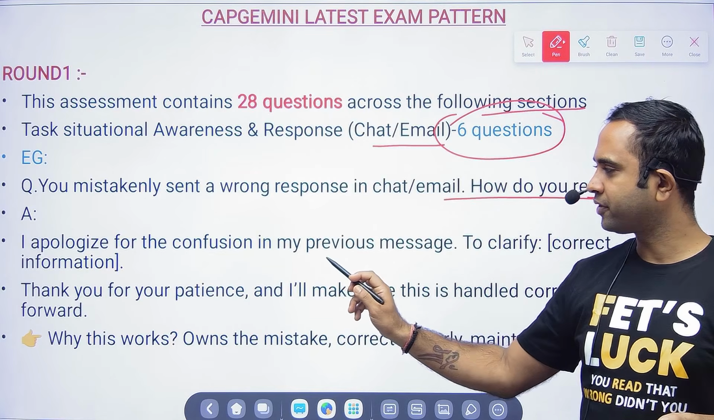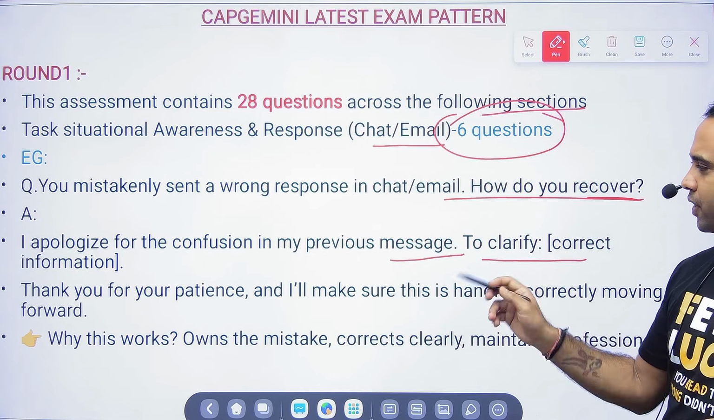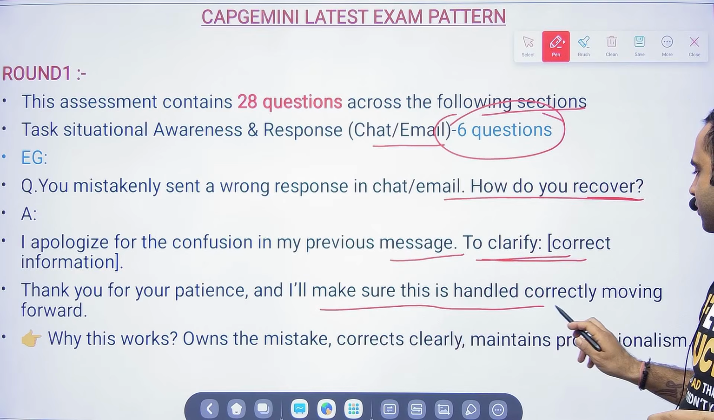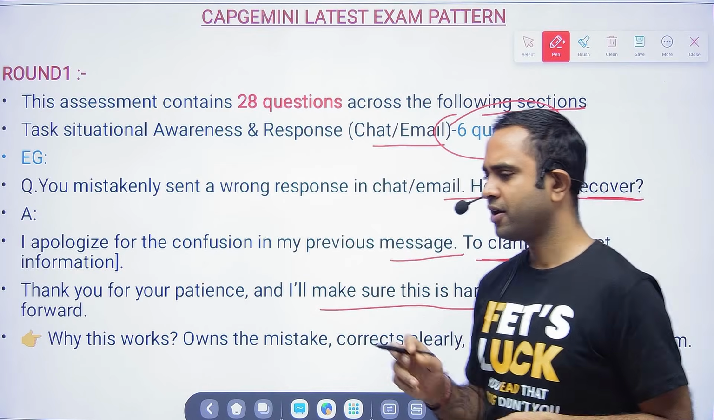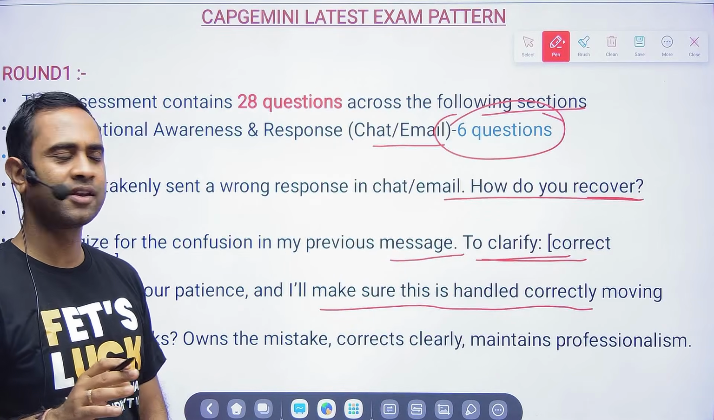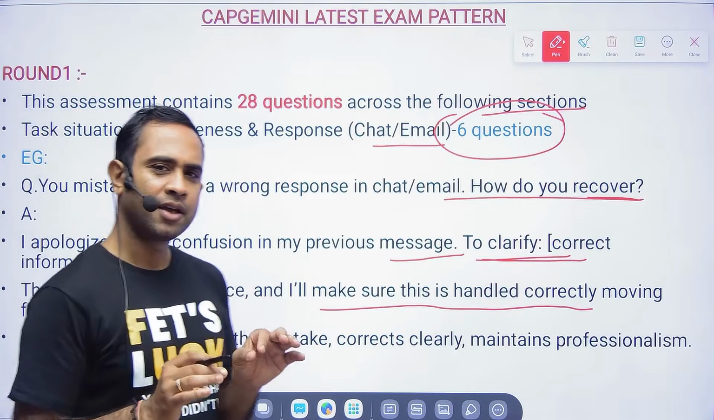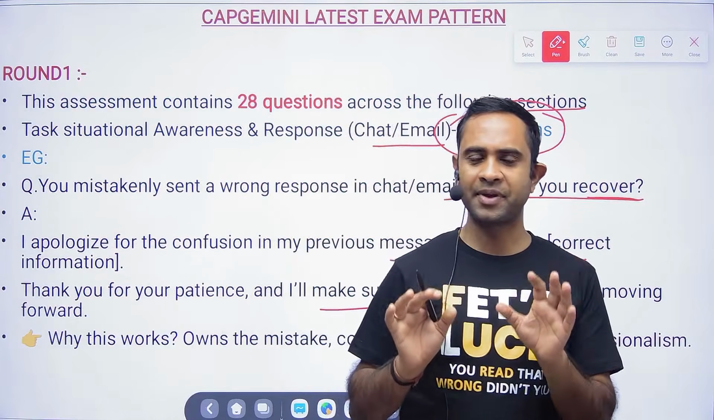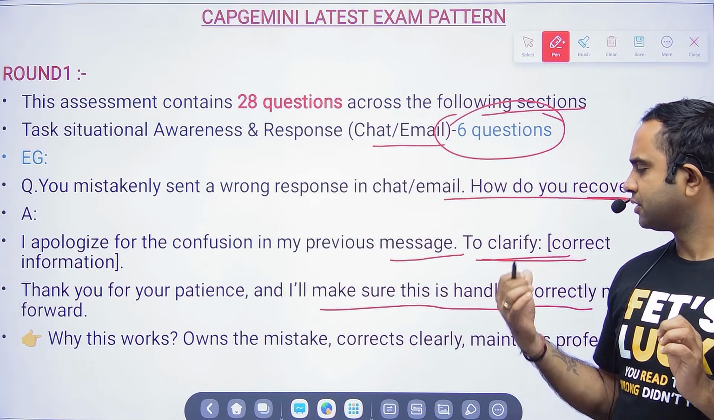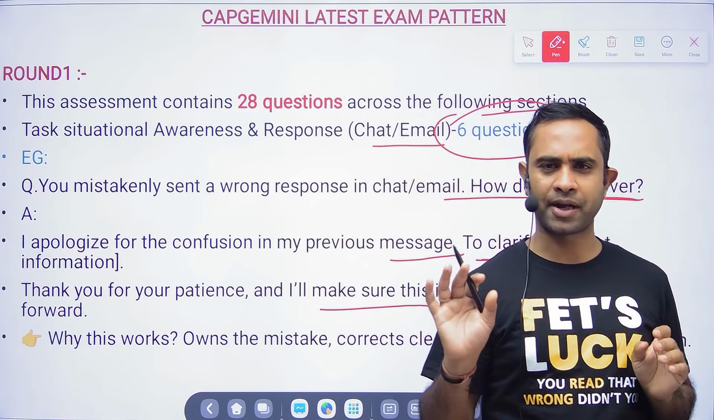So, I apologize for the confusion in my previous mail. To clarify the information, thank you for your patience. I will make sure this is handled correctly moving forward. See, you don't have to use this kind of complicated terms. You do not have to remember anything. Just say, sorry for the email which I sent by mistake, I will make sure this does not happen again, and then you can reply to that particular email.